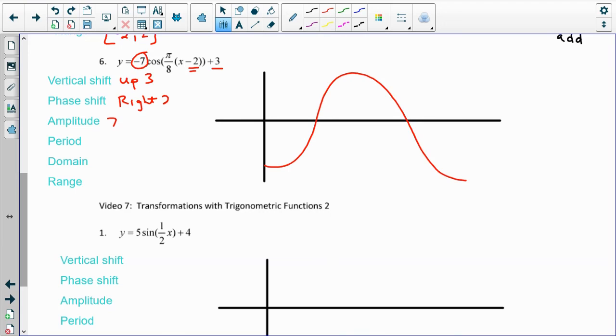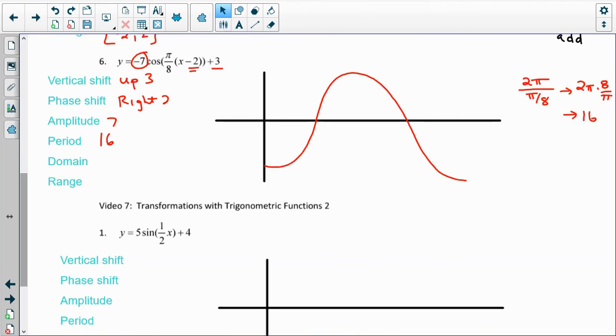The period is going to be 2 pi divided by b. So b is pi over 8. Remember, that's the same thing as 2 pi times 8 over pi, which is 16. So my period is 16. Notice that just like in the last problem, our period, our x values don't deal with pi's in this problem.